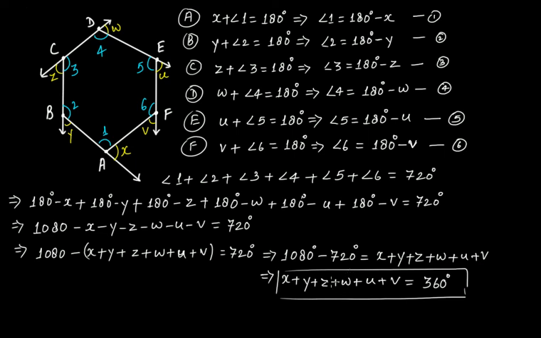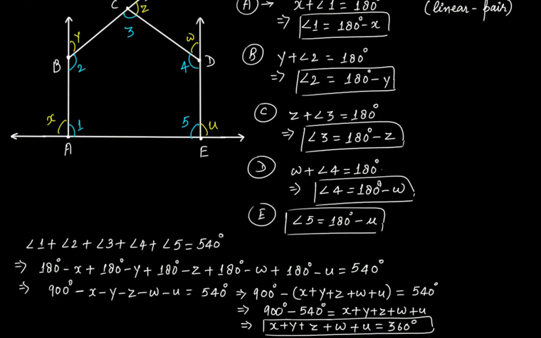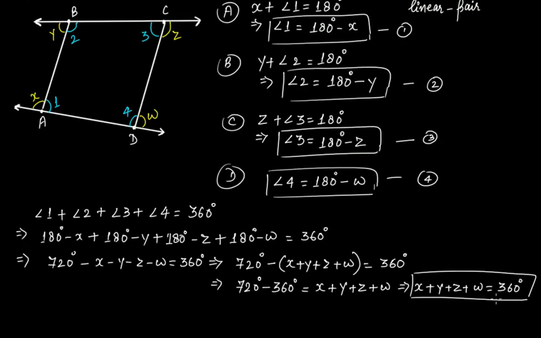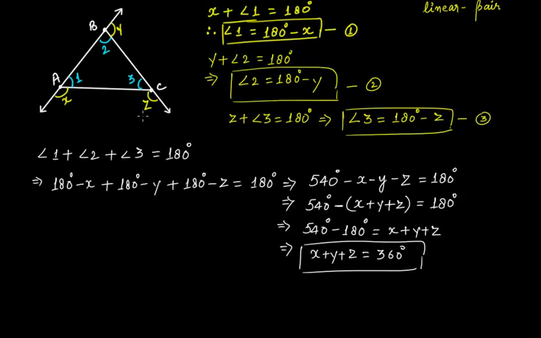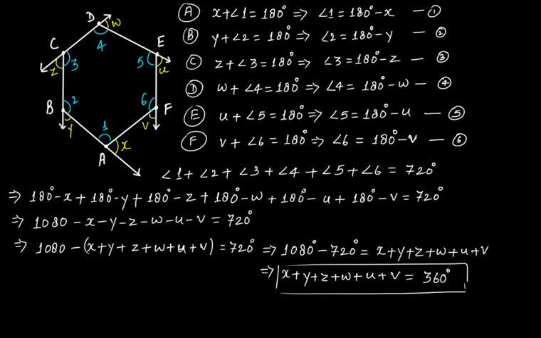Now from this one, for the pentagon, then for the quadrilateral, and then for the triangle, we can clearly see that in each and every case we are getting the sum of the external angles of the polygon as 360 degrees. Triangle is a polygon, quadrilateral is a polygon, pentagon is a polygon, and hexagon is a polygon. In every case you are getting 360 degrees.